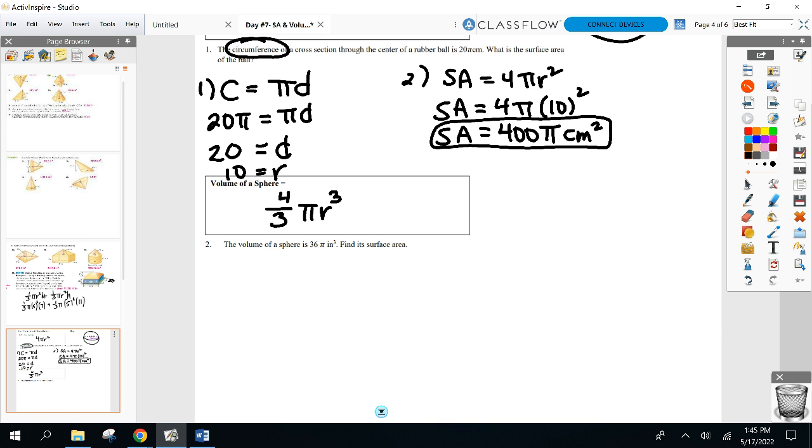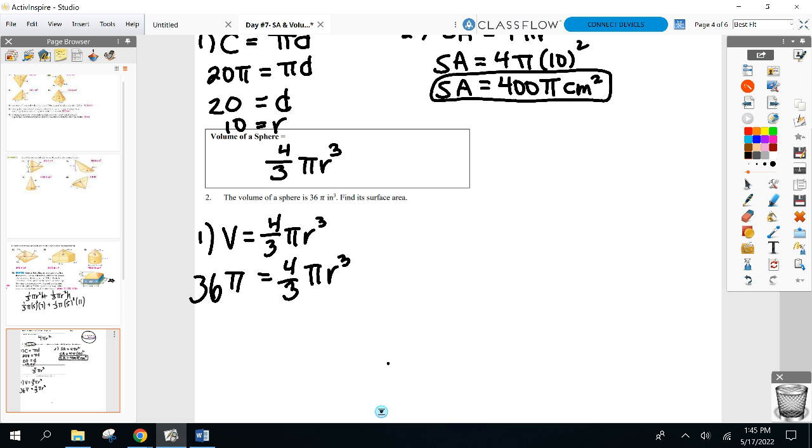What's the only value I need for volume? Radius. Can you get it from the surface area? I need the radius there as well. Can we get the radius from the volume? Yep. So volume, 4/3 pi r cubed, 36 pi for the volume. We've talked about this before. Can we just get rid of the pi right now? They're going to cancel out eventually.